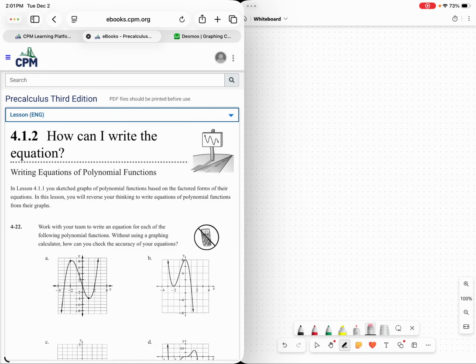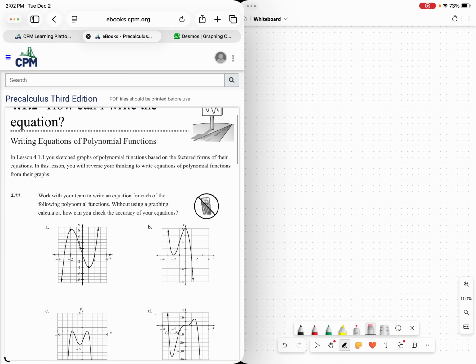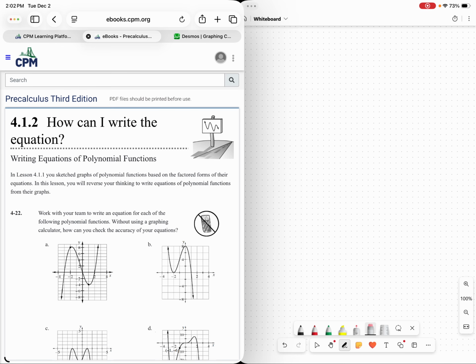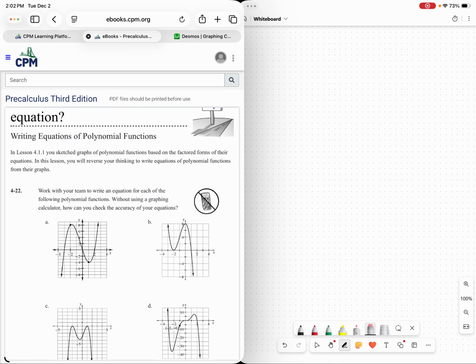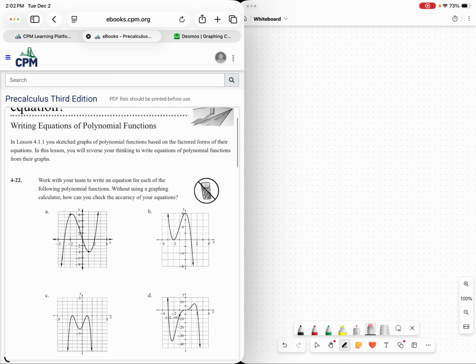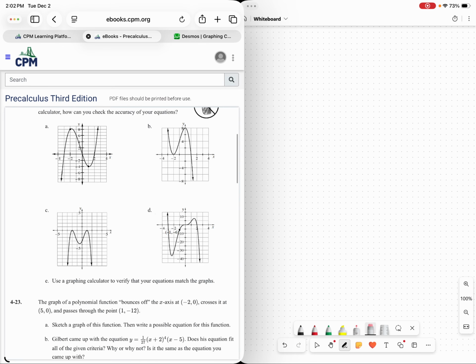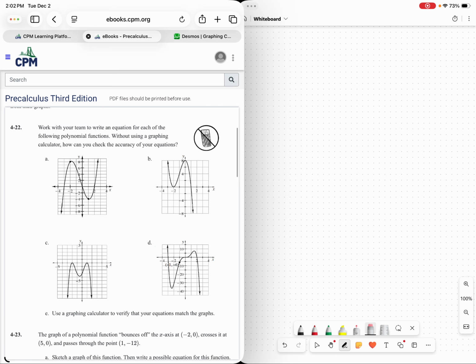Okay, let's look at 4.1.2. So building on the previous lesson, lesson 4.1.1, you sketch graphs of polynomial functions based on the factored forms. In this lesson, we're going to reverse our thinking and we're going to write equations of polynomial functions from their graphs. So let's just go through these first four here.